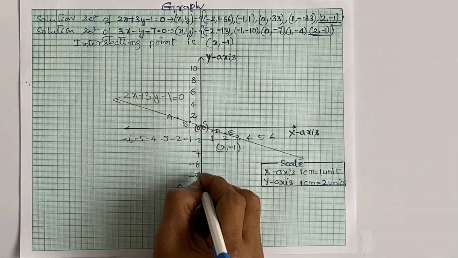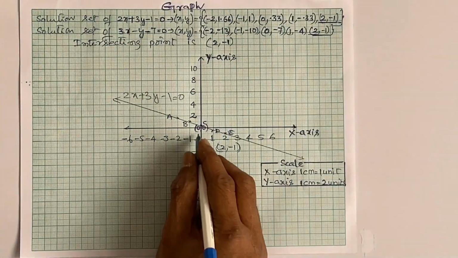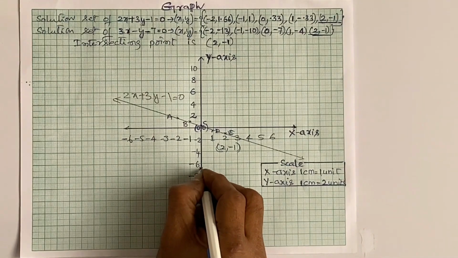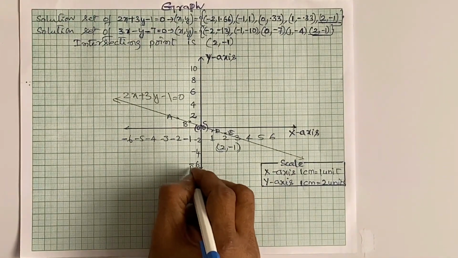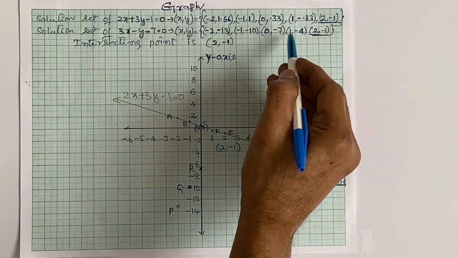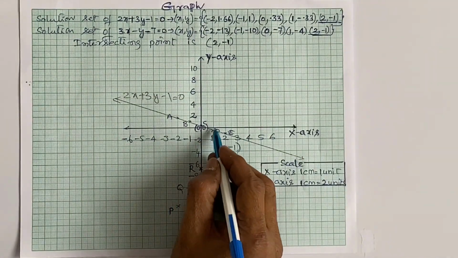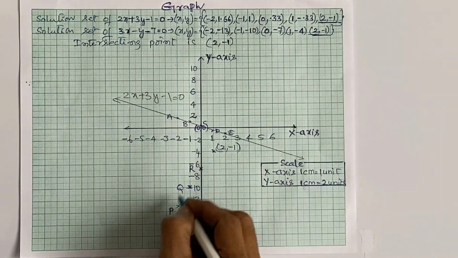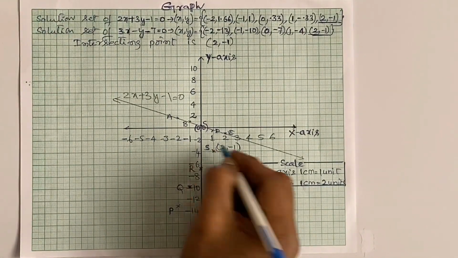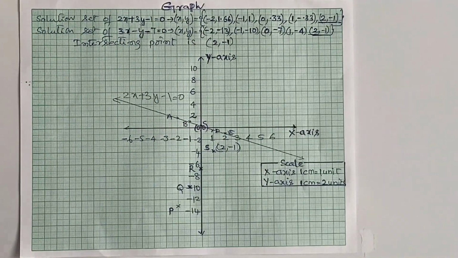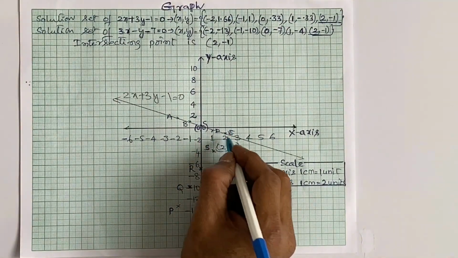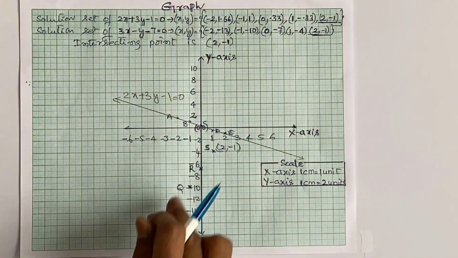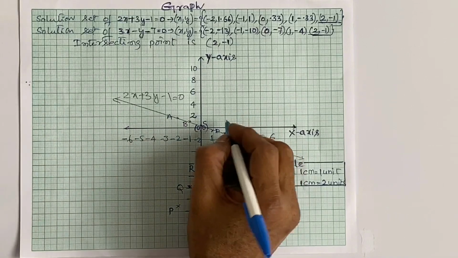0, minus 7: 0 on the x-axis, minus 7 on the y-axis. Here it will be 0, minus 7, point R. Next 1, minus 4: 1 on the x-axis, minus 4 means it will be here. I will take point S. Last, 2, minus 1, which is the common point. 2, minus 1 will be here only. Same, point T.